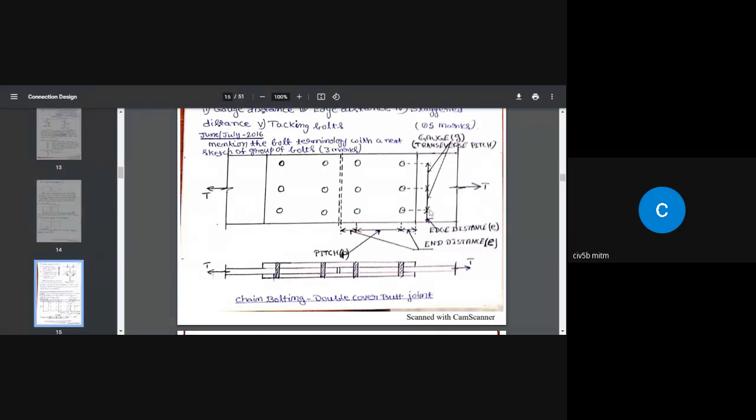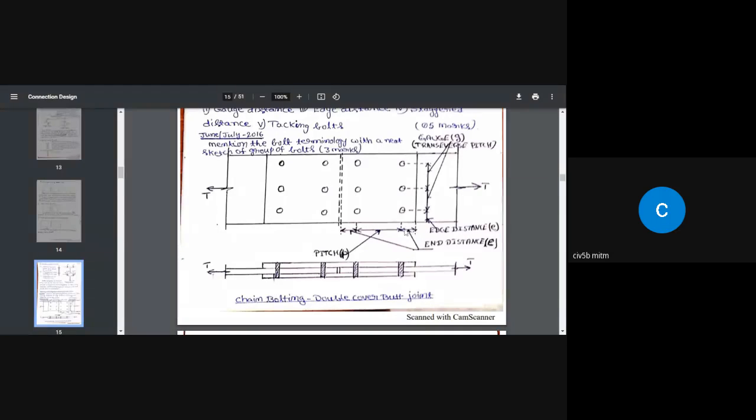If you look here, again, from the center of the extreme bolt to the nearest edge, that is called the edge distance. Again, that is represented by small e. This edge distance is measured perpendicular to the direction of the applied force.